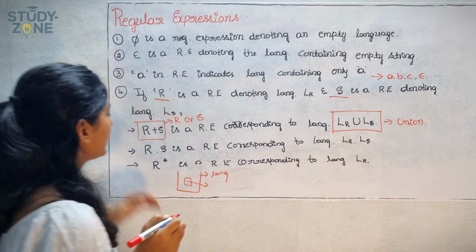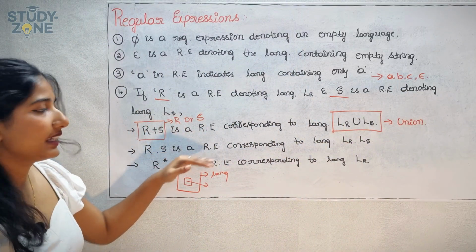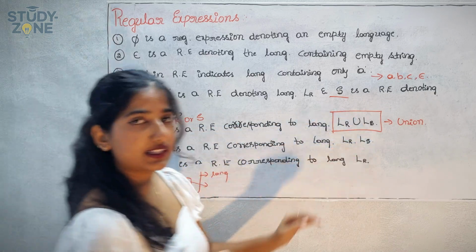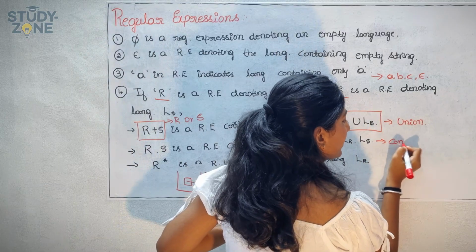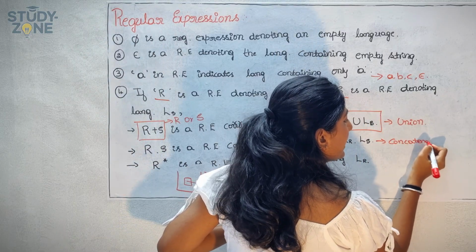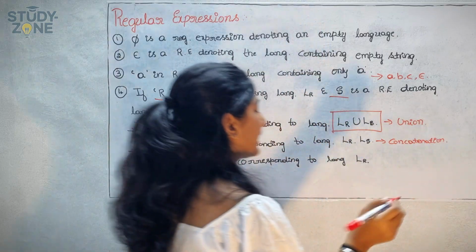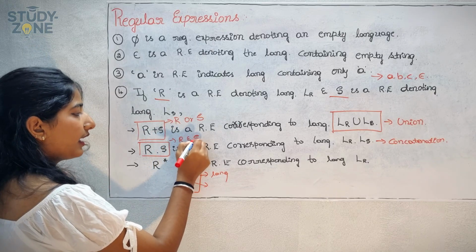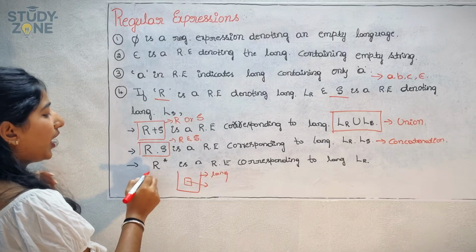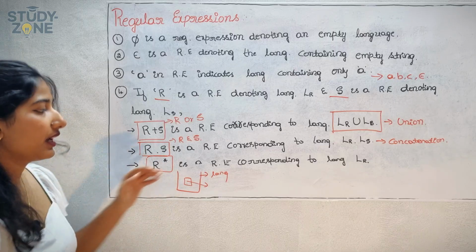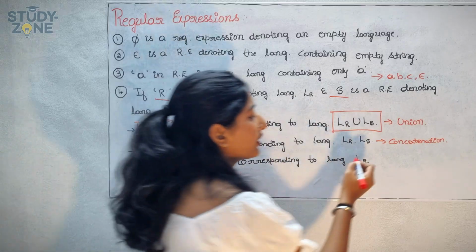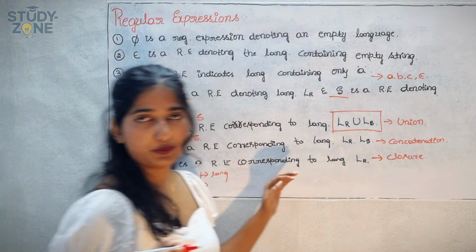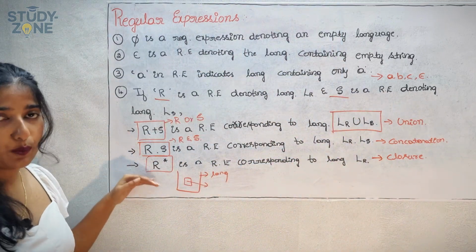union, and then the second one, R dot S is a regular expression corresponding to language LR dot LS. So this is concatenation, right? Concatenation. This is the second operation. So here R dot S means R and S. Okay, and then we have R star is a regular expression corresponding to language LR star. So this is the operation of closure. Okay, this is the closure operation. So these are all the three operations.